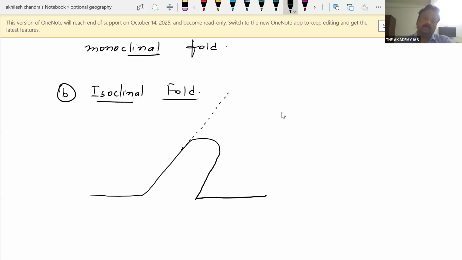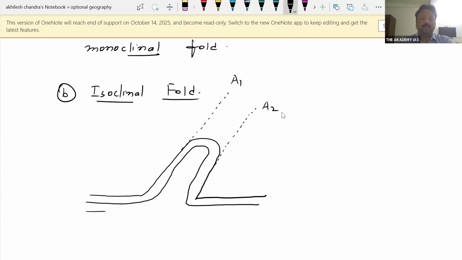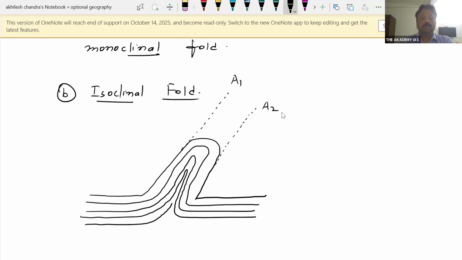This is arm 1. Here it is arm 2. A1 and A2. These are the arms which remain parallel with each other, but not being horizontal with the crustal rock. Then such folding is called isoclinal. Here we have an isoclinal fold.